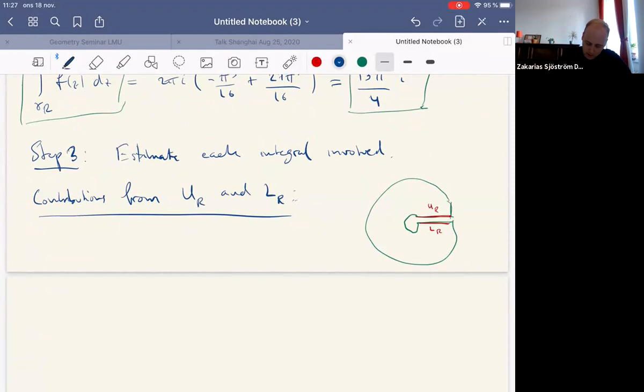So here I just want to emphasize that I'm not giving a precise parameterization here. I mean, there are several different choices. For example, at what point does this lower line meet the circle, and at what point does the upper line meet the circle? So there are many possible choices here, and you can just do this exercise.